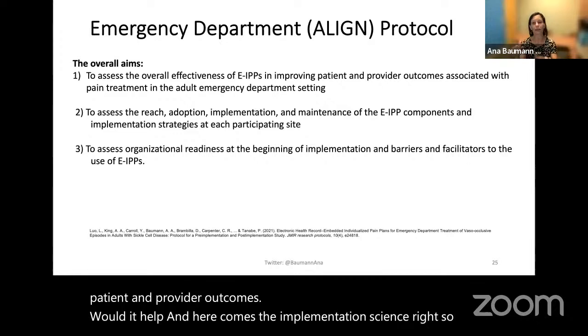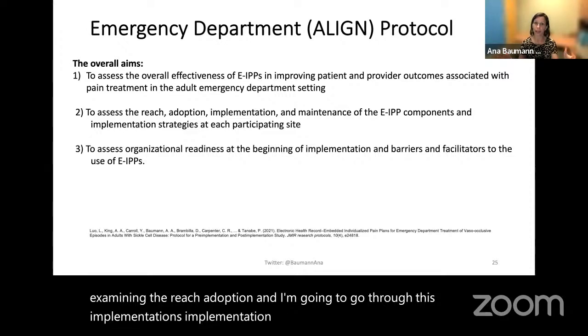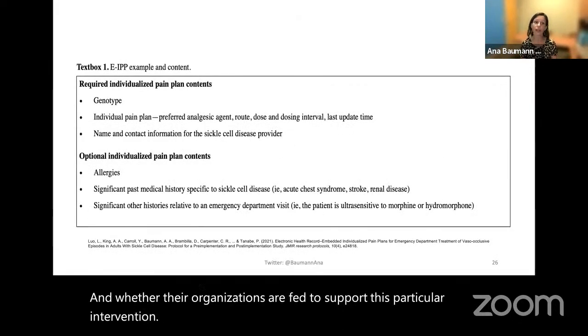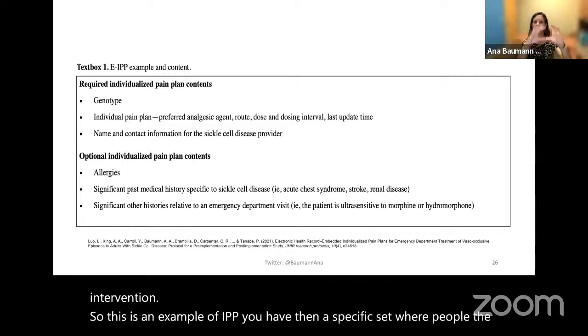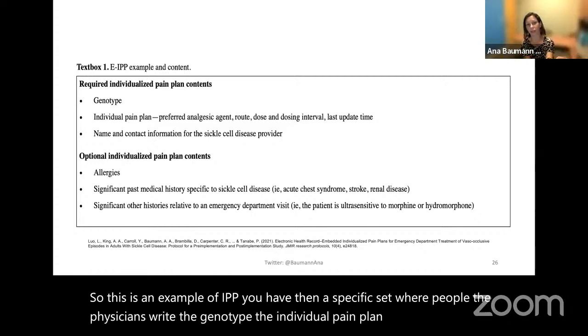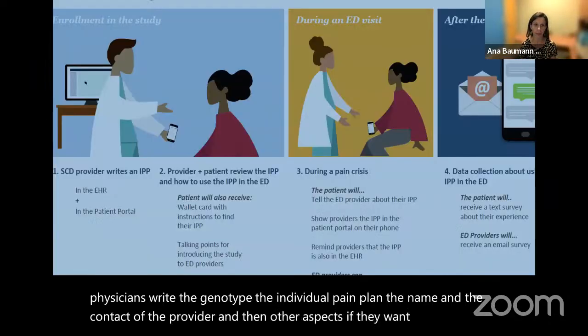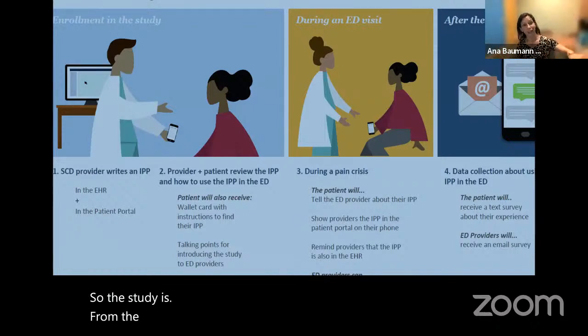So we're examining the reach, adoption, and implementation of the IPP, and whether organizations are fit to support this particular intervention. So this is an example of an IPP. You have a specific set where the physicians write the genotype, the individual pain plan, the name, and the contact of the provider, and then other aspects if they want to. So the study is from the provider perspective: the providers write the IPP.